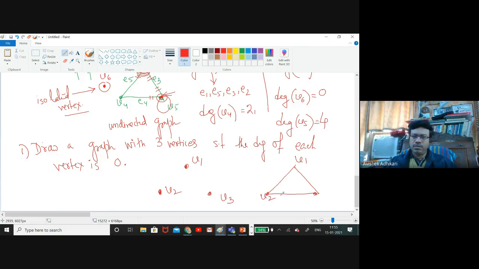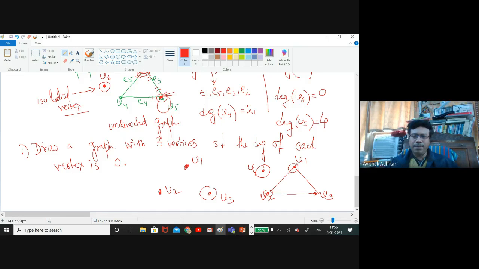So V1, V2, V3. Now in a graph, if some vertex is isolated, then we call this graph not a connected graph. So this is a disconnected graph. For example, if I have a triangle along with, say, this V4, then the whole graph becomes disconnected due to this vertex. But if all the vertices are connected, that means from one vertex you can always go to another vertex by traveling some edge, then we call it a connected graph.